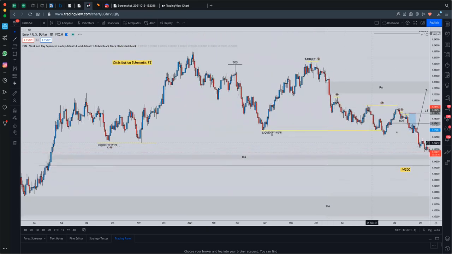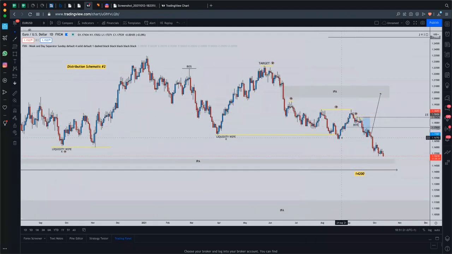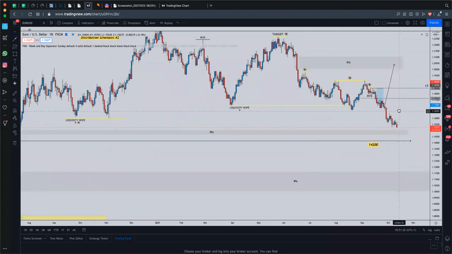So I knew at all times, if we did not play off that spring and that test, for sure, we will complete our distribution. I was just hoping, because I'm greedy like that, we could potentially fill this IPA first and then head down, because we get more pips out of it.